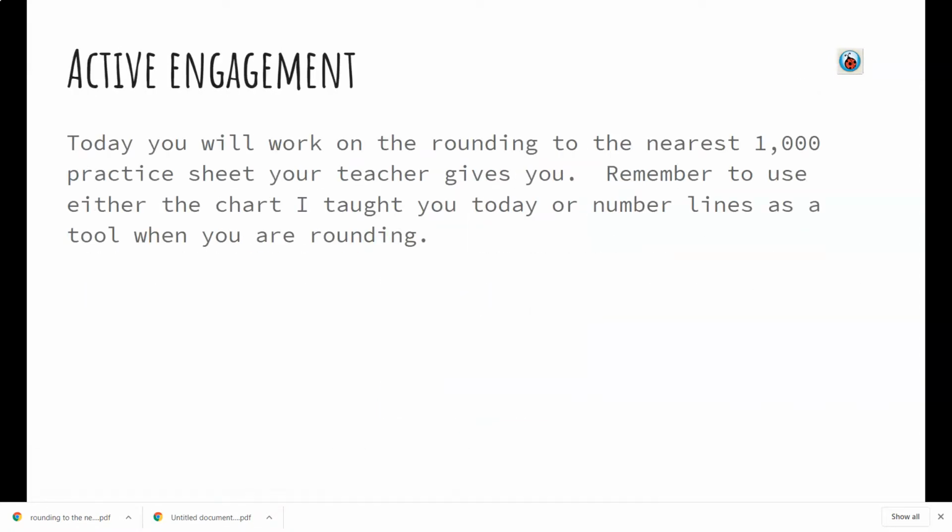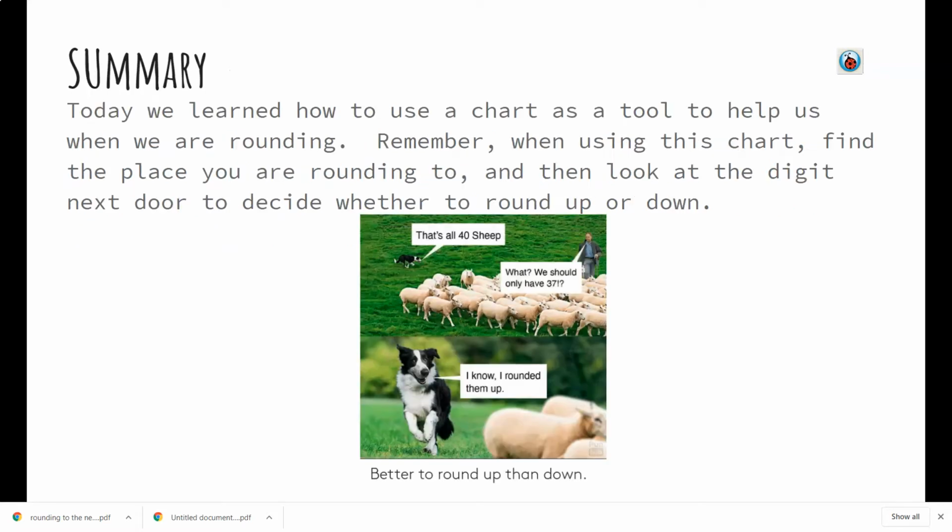Your practice is a practice sheet called Rounding to the Nearest 1,000 that your teacher will give you. Remember to use the chart or number lines as a second tool, but we really want you to practice the rules on the chart first. Okay, so today we learned how to use a chart as a tool to help us when we are rounding. Remember, when we're using this chart, find the place you are rounding to and then look at the digit next door to decide whether to round up or round down.